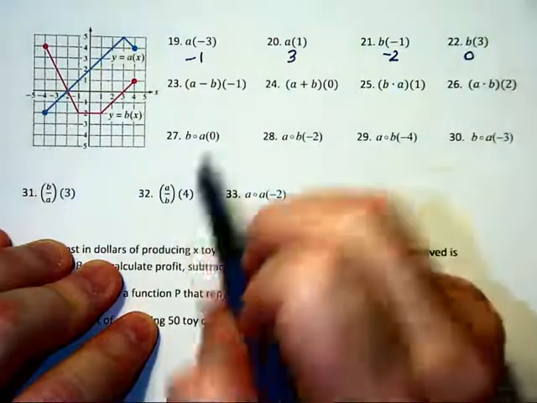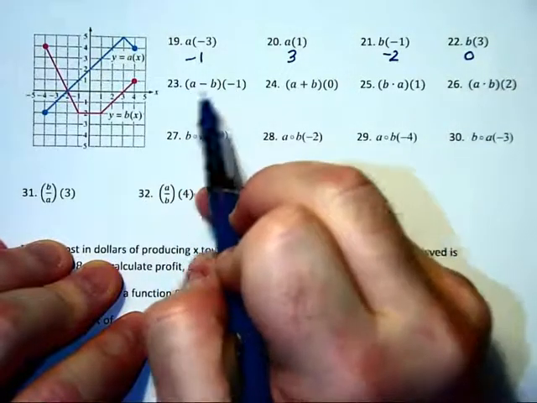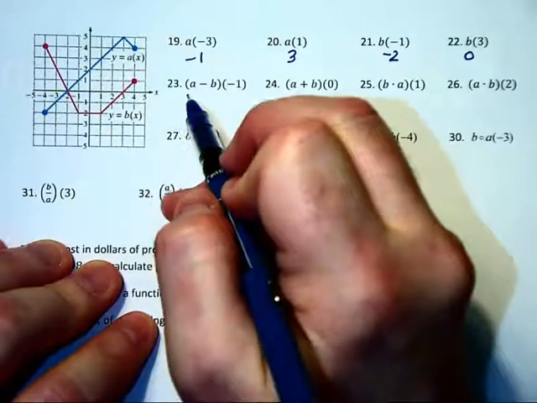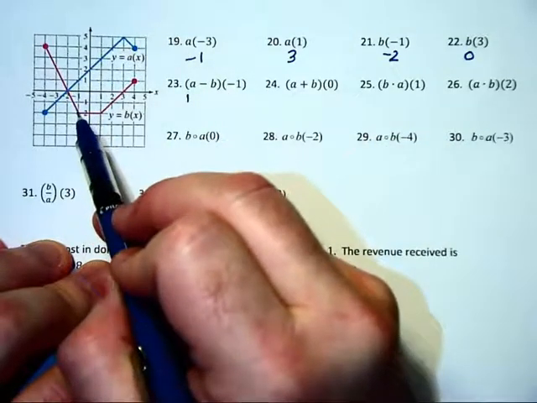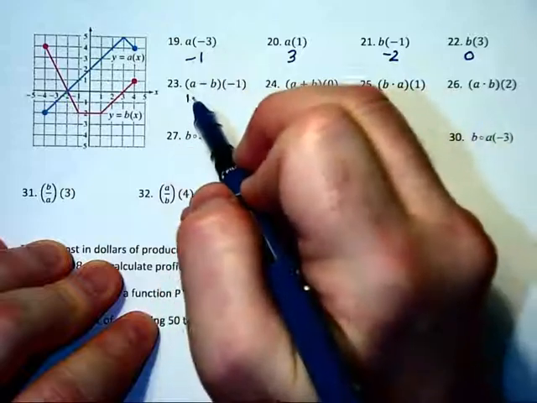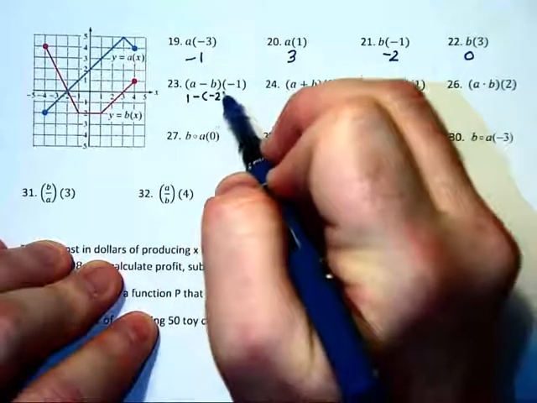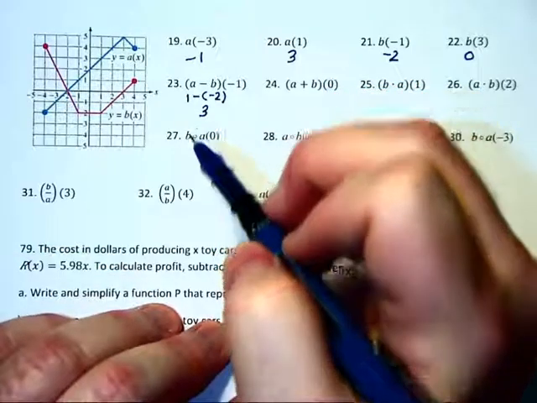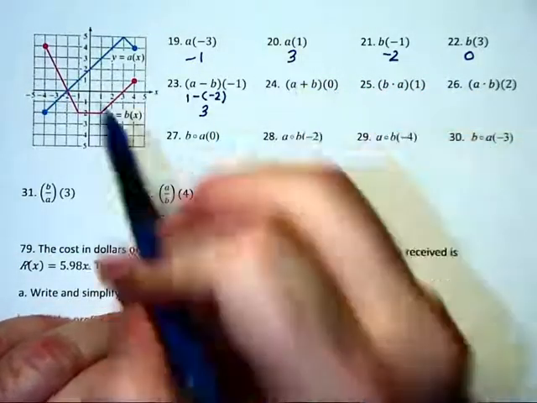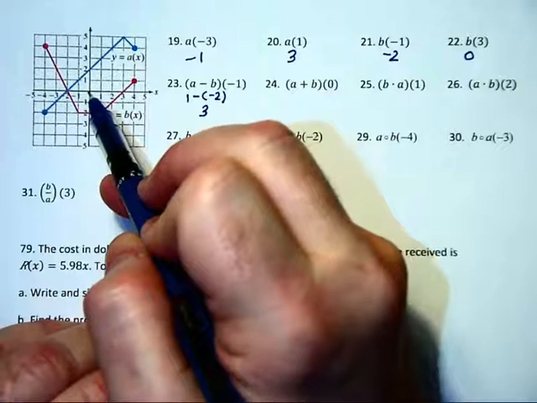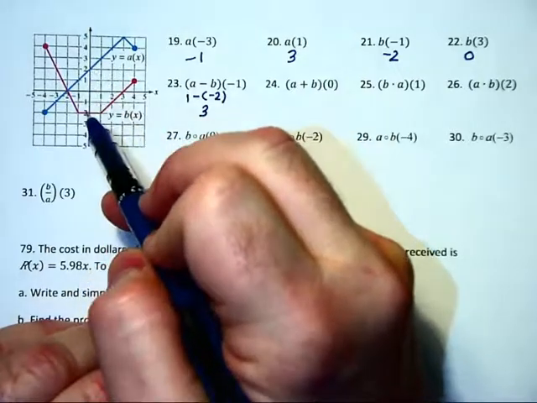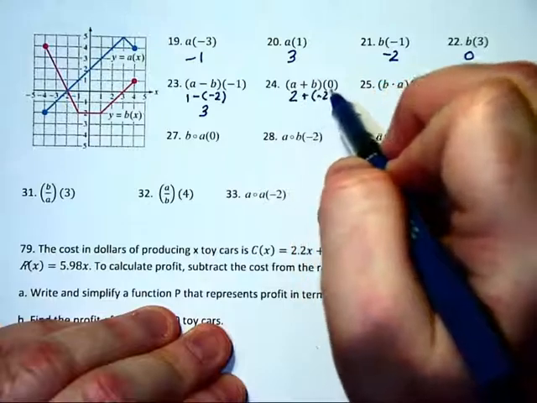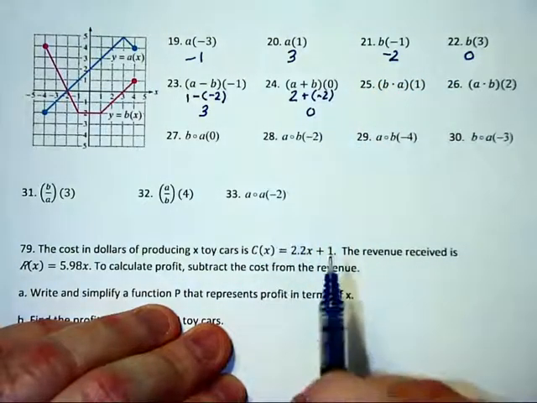B of 3, here's x equals 3, the red graph is at a height of 0, so that is our value there. A minus B of negative 1: at negative 1, A is at a height of 1, B is at a height of negative 2, so minus a negative 2 there, which really gives us 3 as an output, so you've got to be careful. A plus B of 0. At x equals 0, A is at positive 2, B is at negative 2. So 2 plus negative 2, that gives us 0.